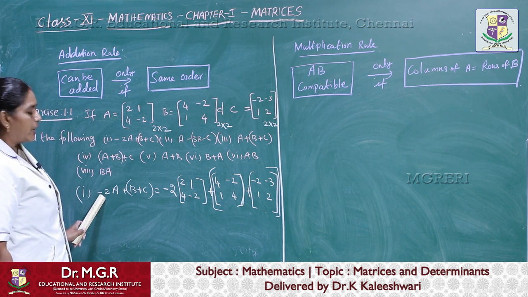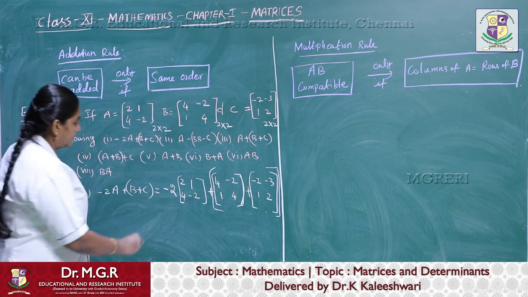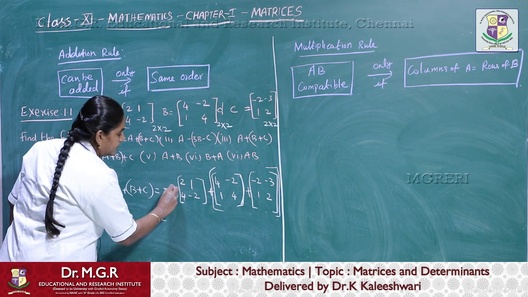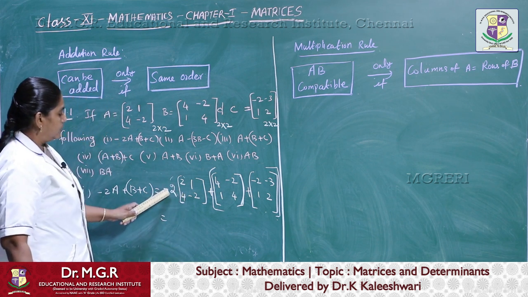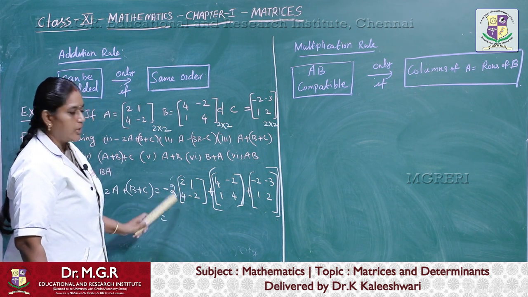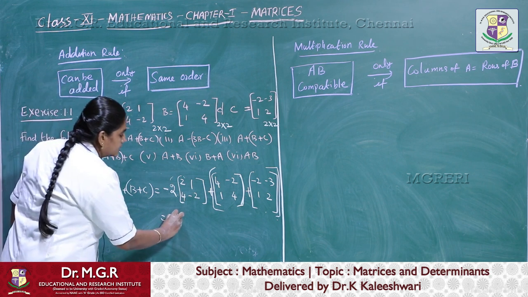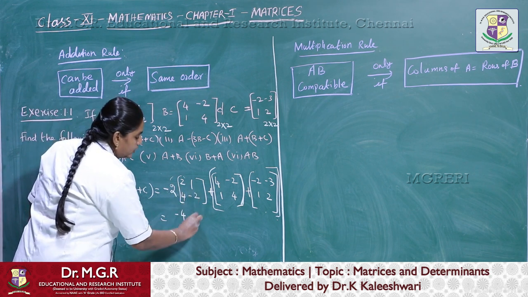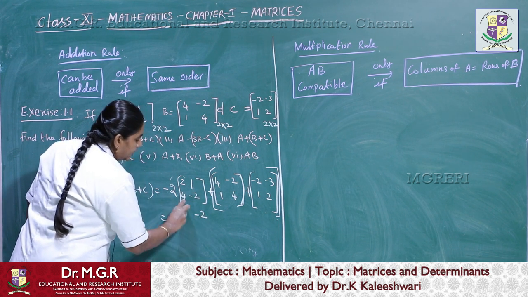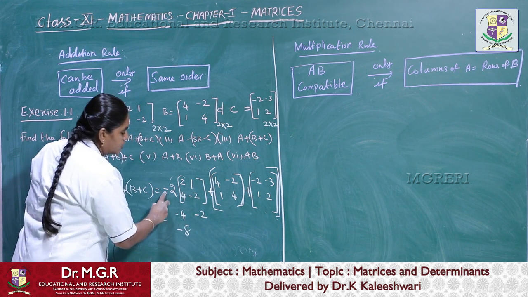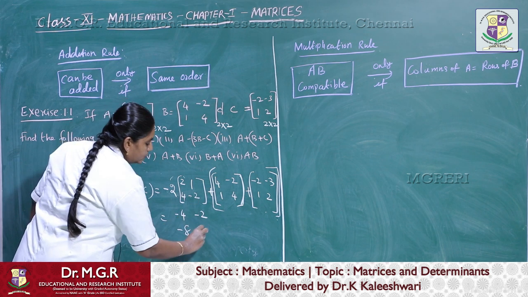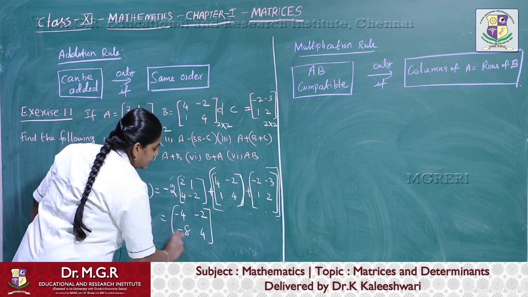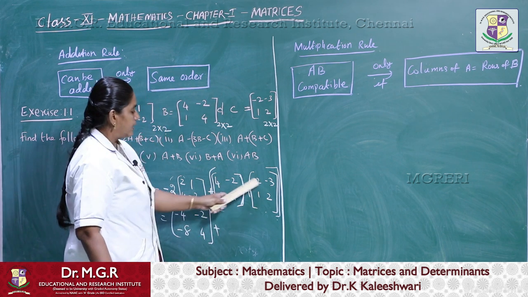Here we have to add -2A. Now multiply: you have to multiply -2 with each element. That is -4, 2 into 2 is 4, -2 into 1 is -2, and -8. Minus into minus is plus, 2 into 2 is 4. Now what is the next step? We have to add these two.